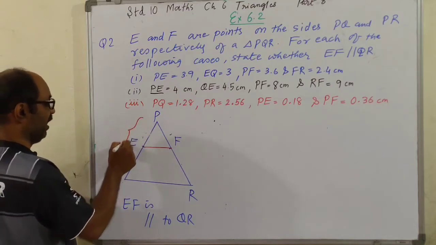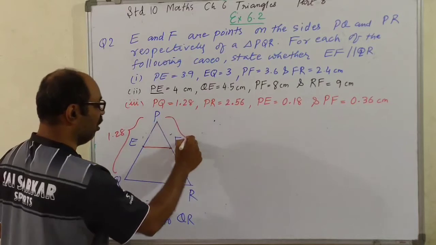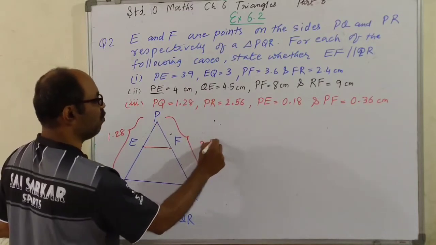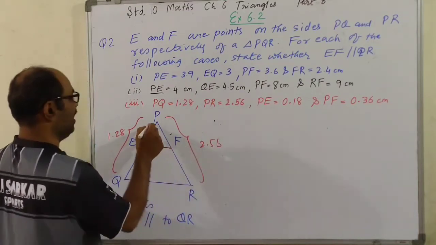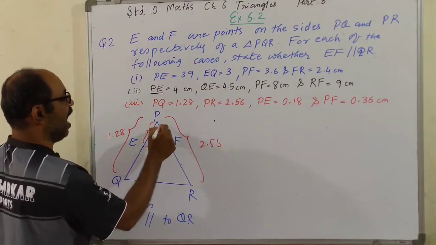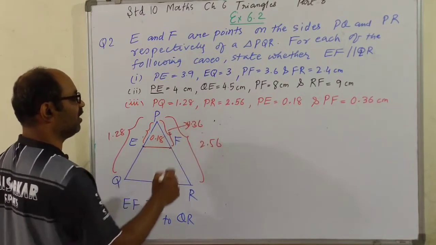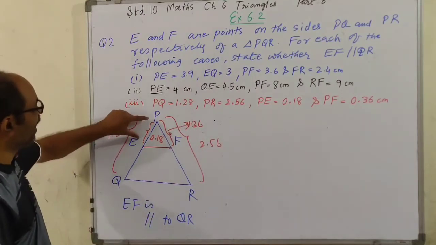This one, PQ, that is 1.28. PR, the whole side, that is 2.56. PE, this one, that is 0.18. And PF, this one, that is 0.36. So which ratios will you have to check?